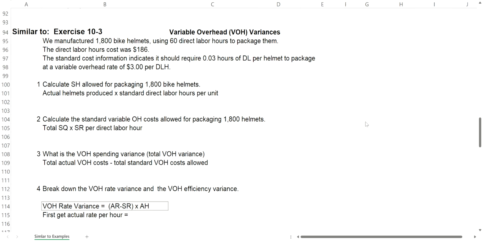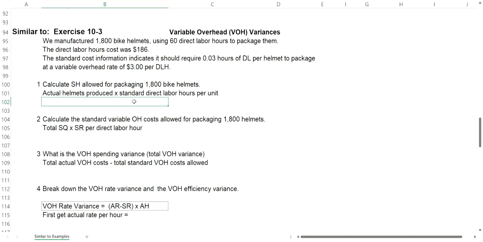So therefore, let's assume in this example we manufactured 1,800 bike helmets and we used 60 direct labor hours to package those helmets. The direct labor cost of the packaging was $186. The standard cost information indicates it should require 0.03 hours of direct labor per helmet to package it, and the variable overhead rate is $3 per direct labor hour.